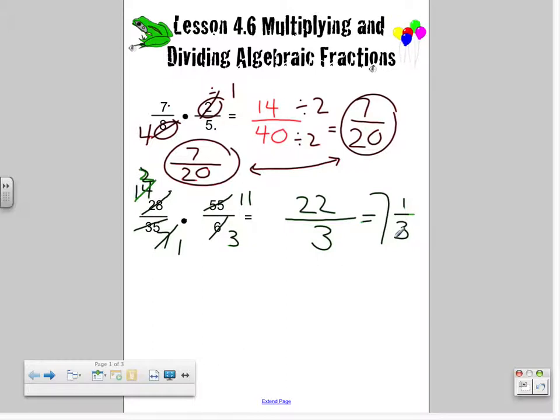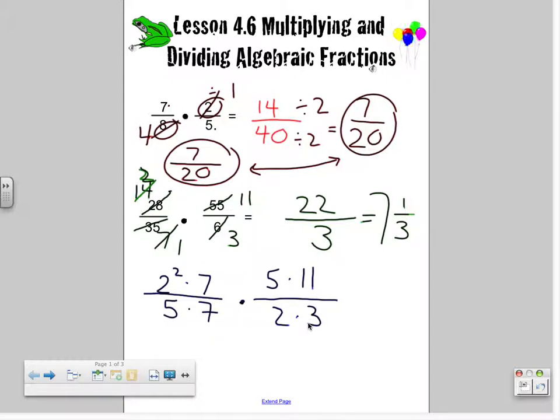Well, that was kind of fun. I've got another way to do that. I could take 28 35ths and 55 sixths, and I could write them in their prime factorized form. I've already done that for you, so I'm going to skip that step. 28 in its prime factorized form would be 2 to the second times 7. 35 would be 5 times 7. 55 would be 5 times 11. And 6 would be 2 times 3.